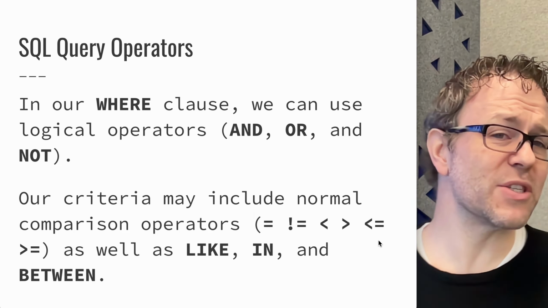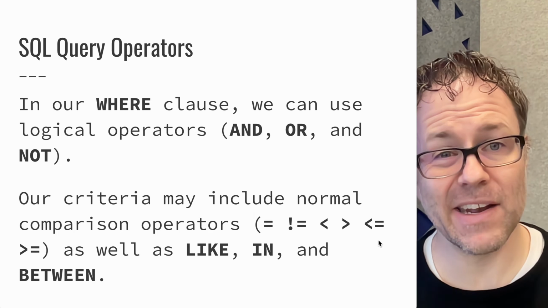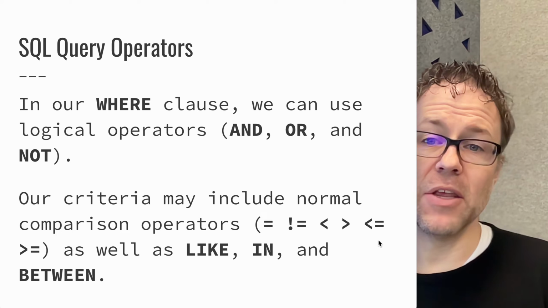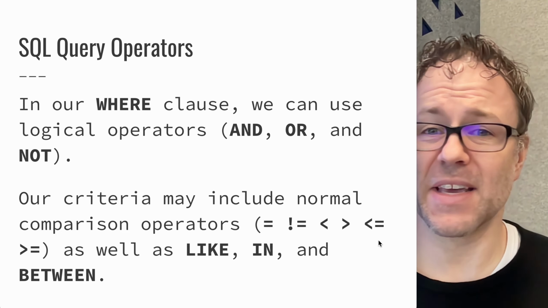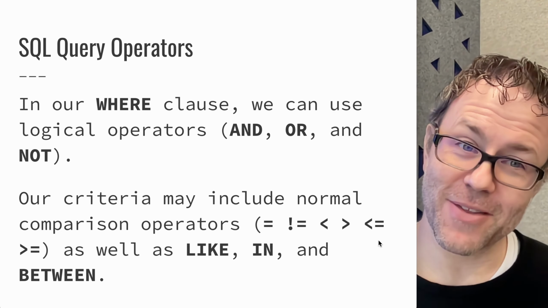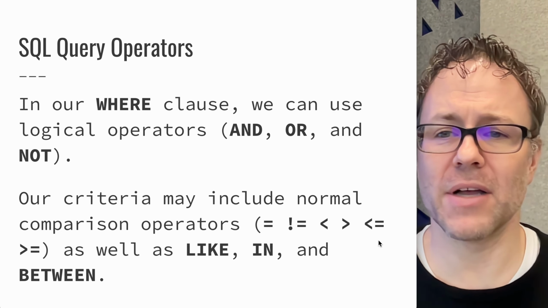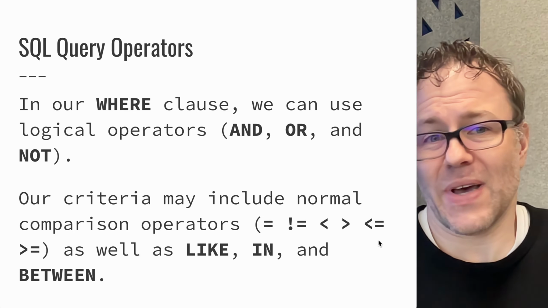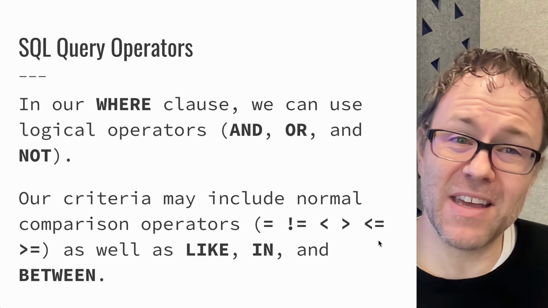So we can use logical operators in our where clauses like and, or, not. And you can also use a lot of comparison operators like equals, not equals, less than, greater than, less than or equal to, greater than or equal to. So the common programming logical Boolean operators. And then you also have a like for most languages. You have in, you have between.